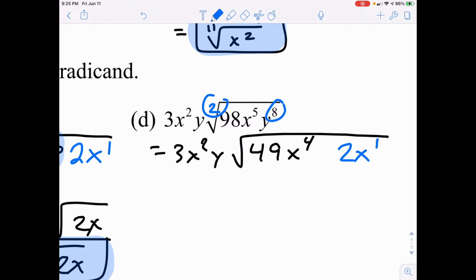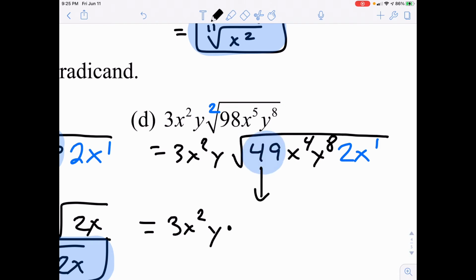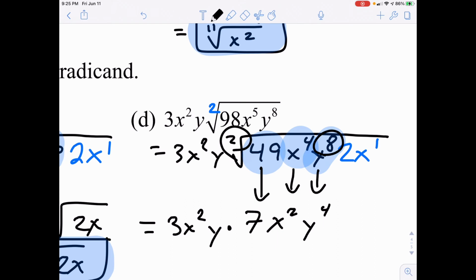And 2 is divisible into 8, so I'm going to write all 8 of those y exponents over here. Well, let's go ahead and take a look at this. This would be 3x squared y times the square root of 49 would be 7 times the square root. Remember, square root's a second root. The square root of x to the 4th would be x squared. 4 divided by 2 is 2. And the square root of y to the 8th power would be y to the 4th power. 8 divided by 2 is 4. All times the square root of 2x.